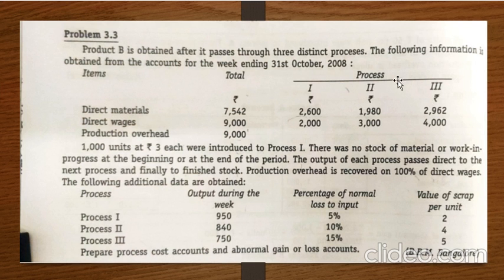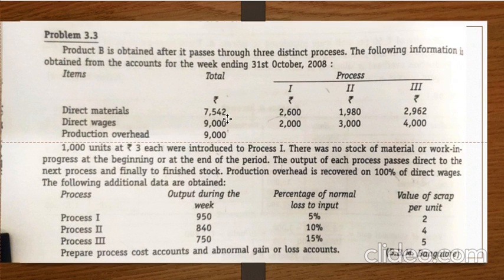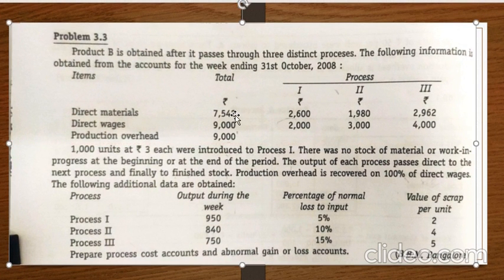What is the amount? They've given it separately here. Together the total of process 1, 2, 3 is also given here, which is 7,548. Then direct wages 9,000. 9,000 is the total, but process 1 it is 2,000, process 2 3,000, process 3 4,000. So the total of it will be 9,000. Then production overhead, they have not distributed it to process 1, 2, 3, but they have given the total here.